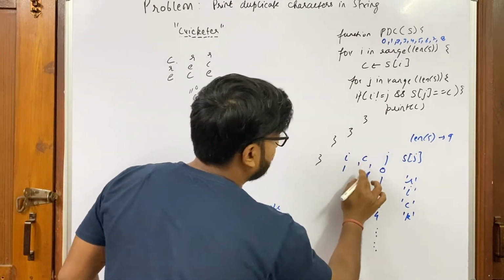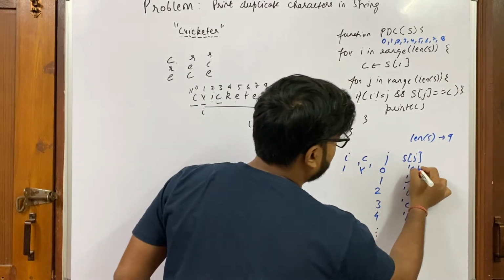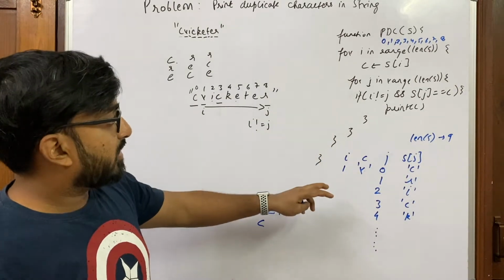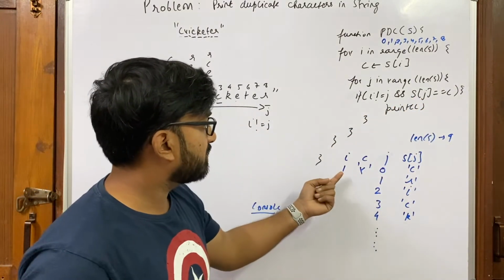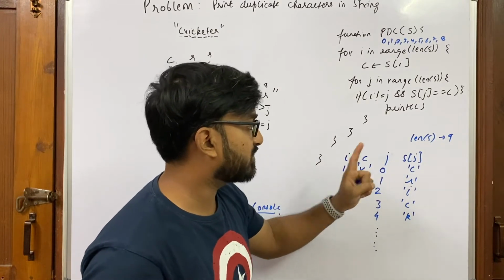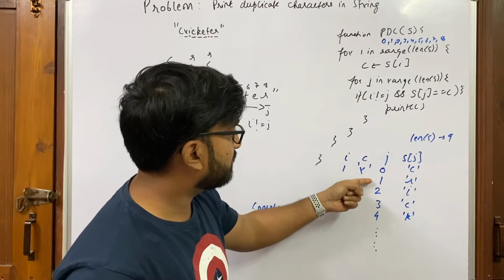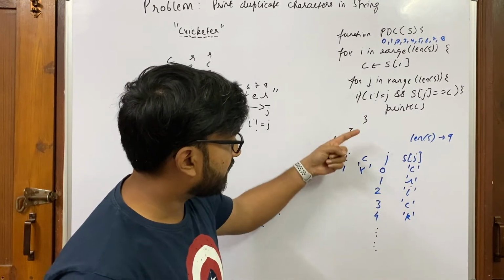So this becomes R. Okay, S of 0 is C, right? So this condition is not true because I is not equal to J is true, but C and S of J is not equal. We move on to the next iteration of J. J is 1. 1 is not equal to 1 is false. You move on to the next iteration.